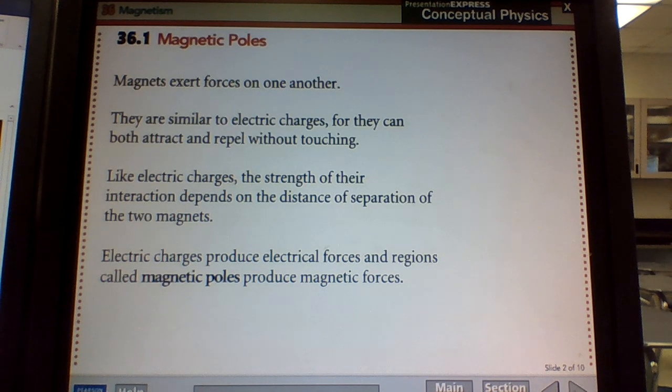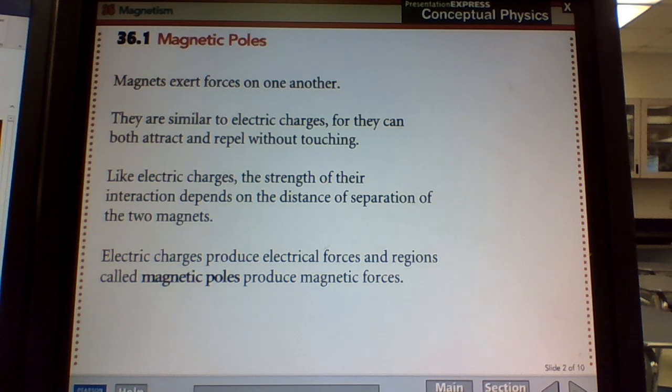So magnets do exert forces on each other. They're similar to electric charges in that they can both attract and repel without touching. But with these electric charges, the strength of the interaction, again, depends on the distance of their separation. We are not going to look at a mathematical law on magnetism, but it is a distance square law as well. So electric charges produce electrical forces, and regions around magnetic poles produce what we call magnetic forces, give us a magnetic force field.